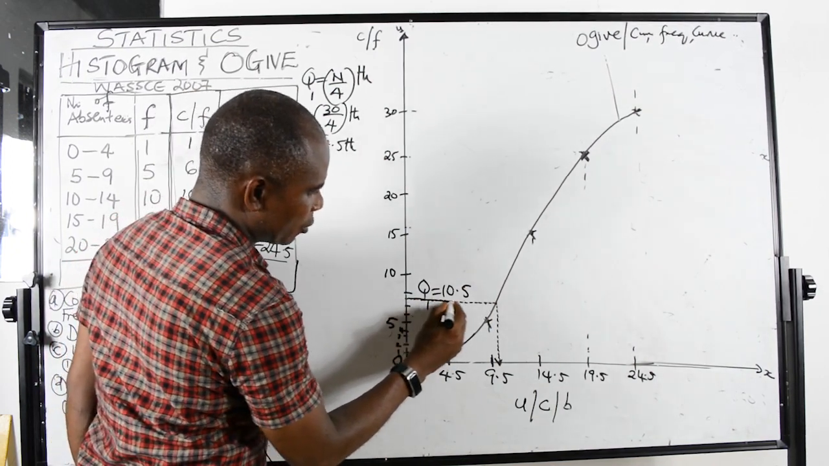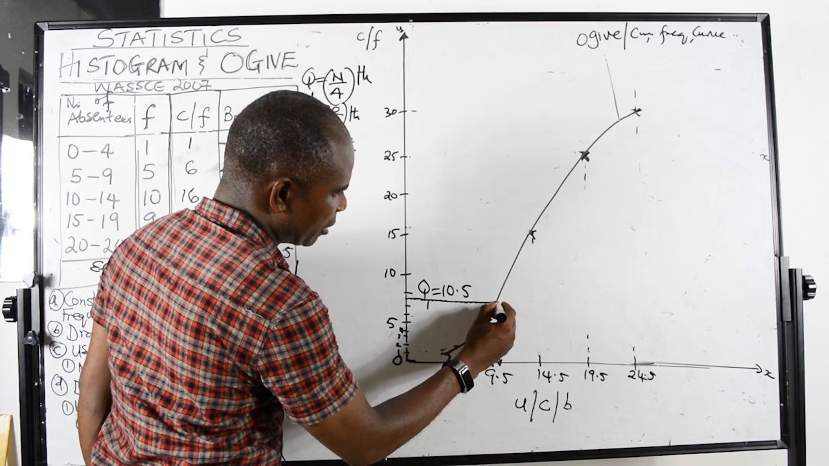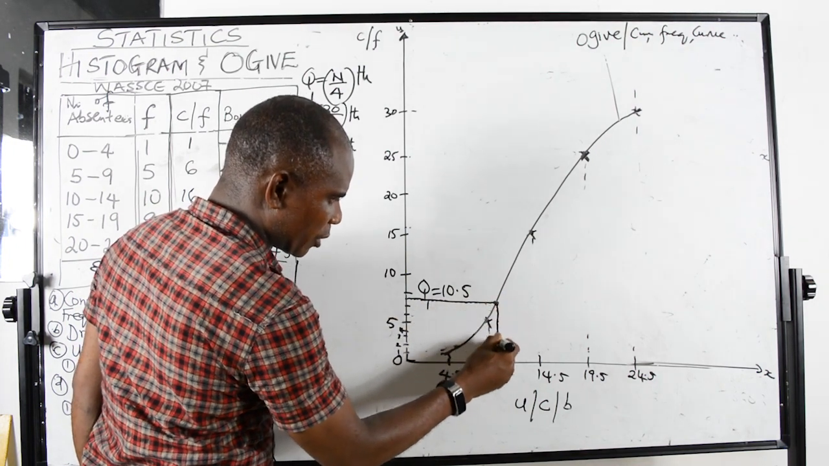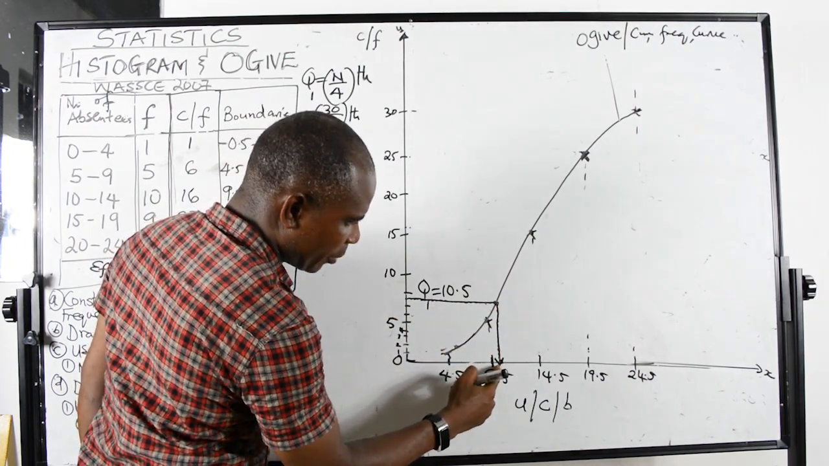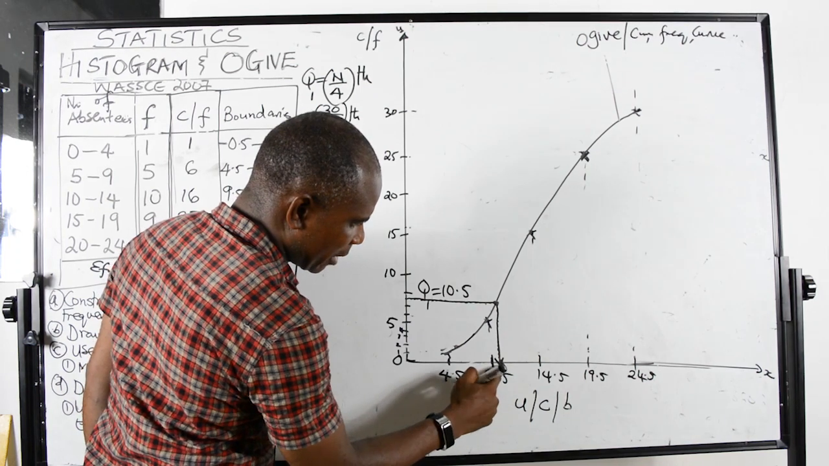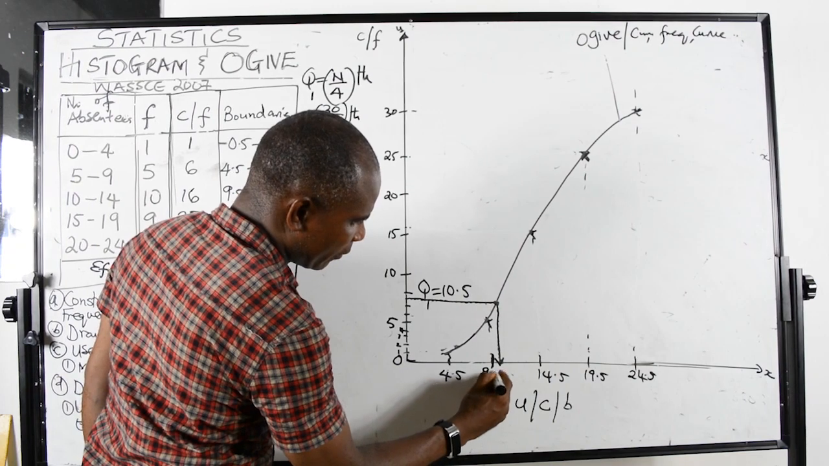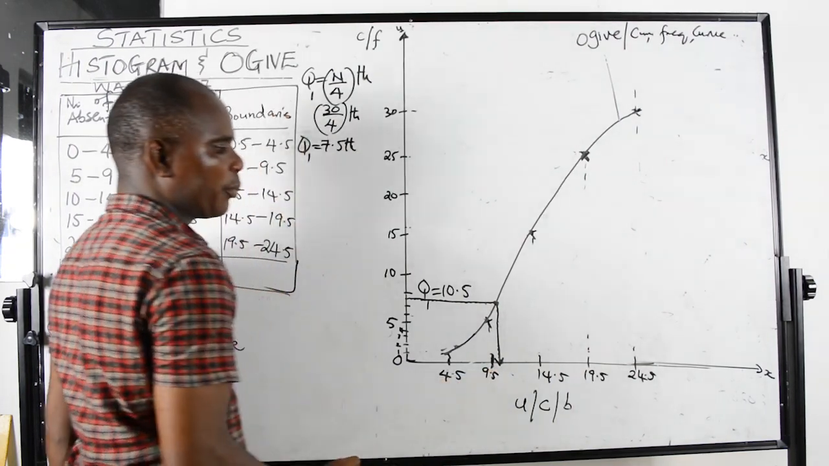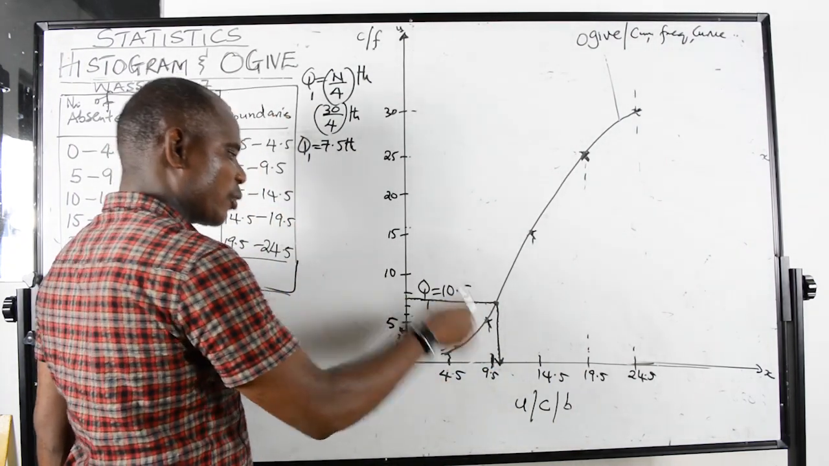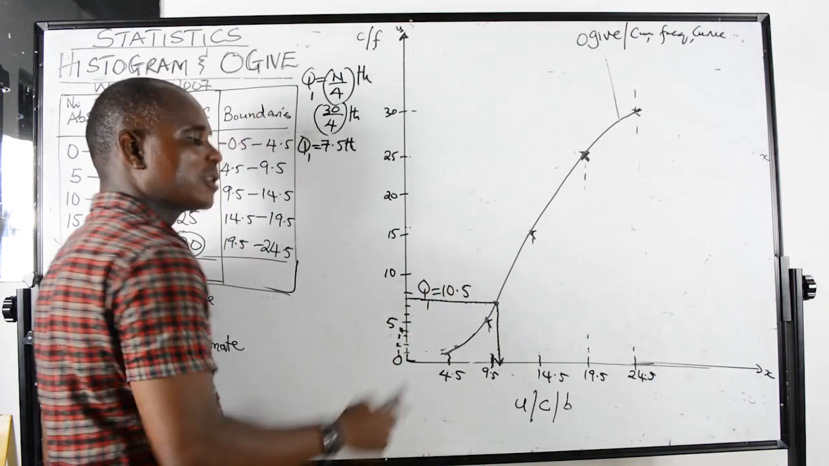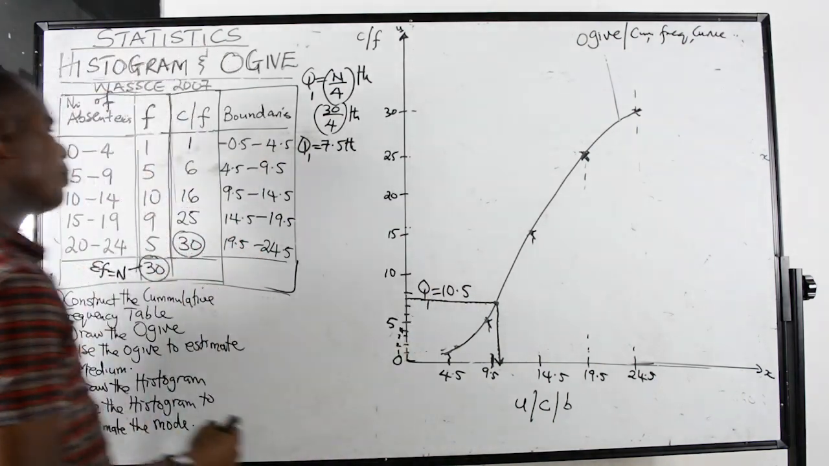You draw the line to touch the curve from that point, and you put your ruler to redraw here, and it drops on this number. Let's say this is 9.5, so just a little after the 9.5, I say 10.5 from my own graph paper. That is what I've got. So you can use your own graph paper to get a proper figure.